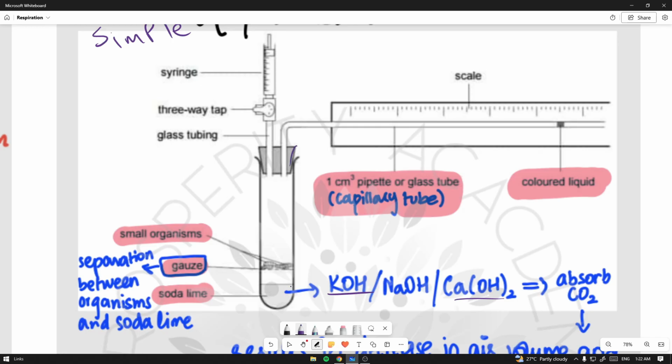We also got to make sure that the tube is airtight. So we use a bung, and we use a syringe. This is basically to repressurize the tube. Okay. We also got a capillary tube going out from the test tube. We got a scale here, and then we got colored liquid, a drop of dye or anything really, a drop of colored liquid.